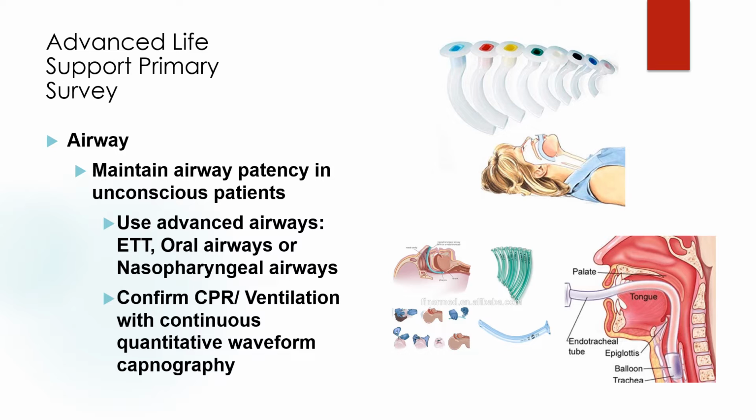Airway, we're going to maintain a patent airway in unconscious patients. We might use an oral airway. This just helps keep the tongue in its place, and it leaves enough area for air to go in. The patient may get an ET tube, and there may be nasal pharyngeal airways placed as well.